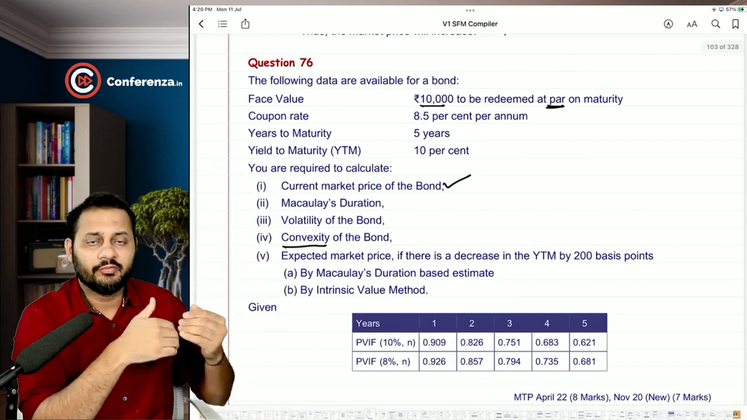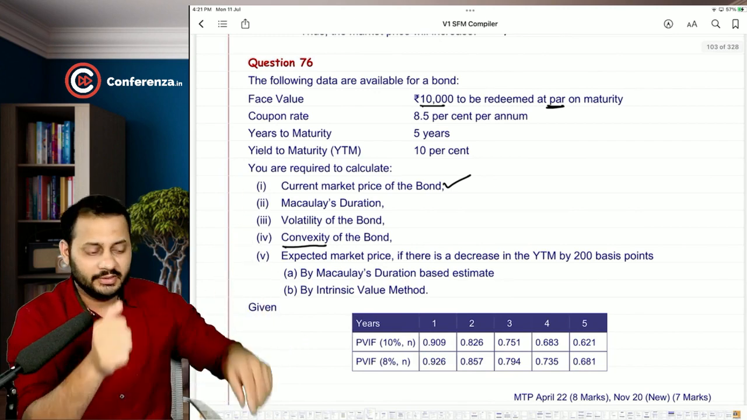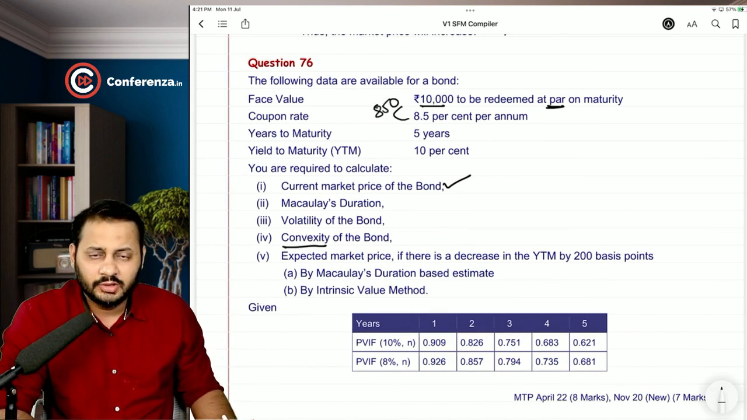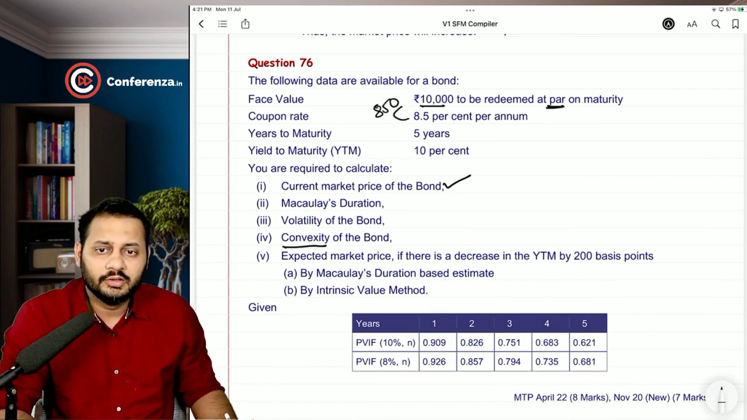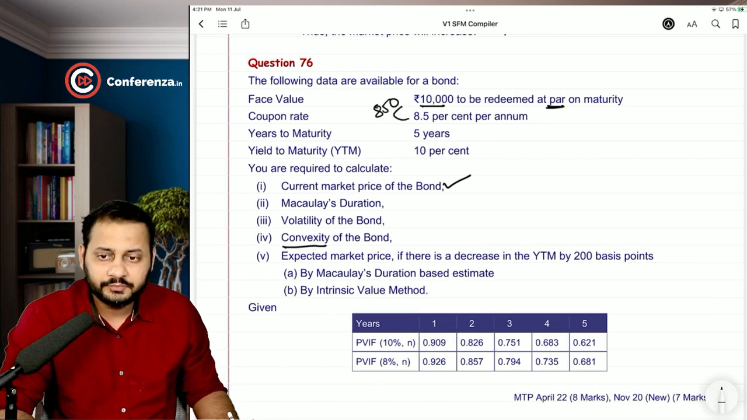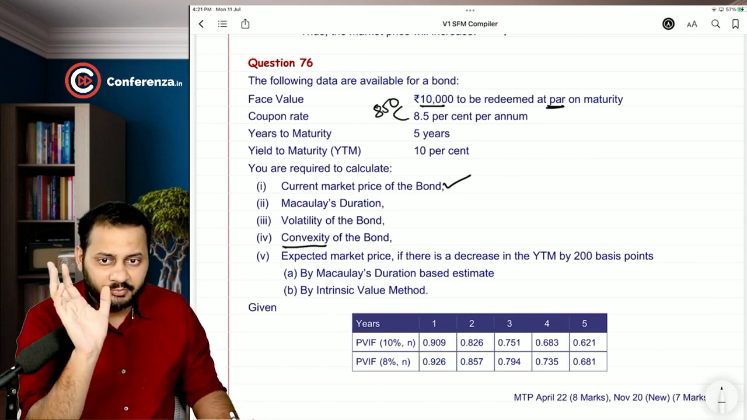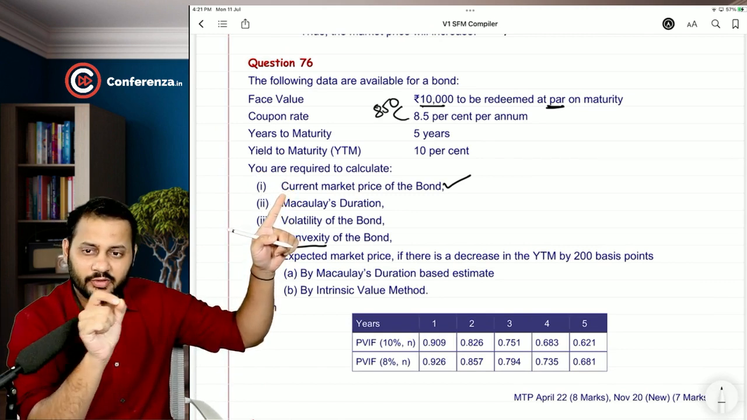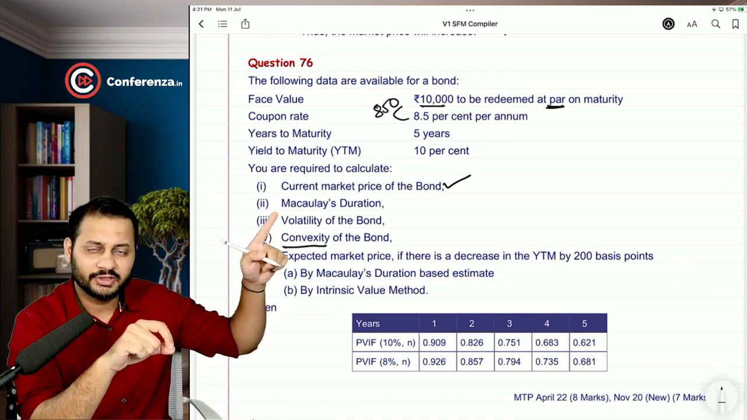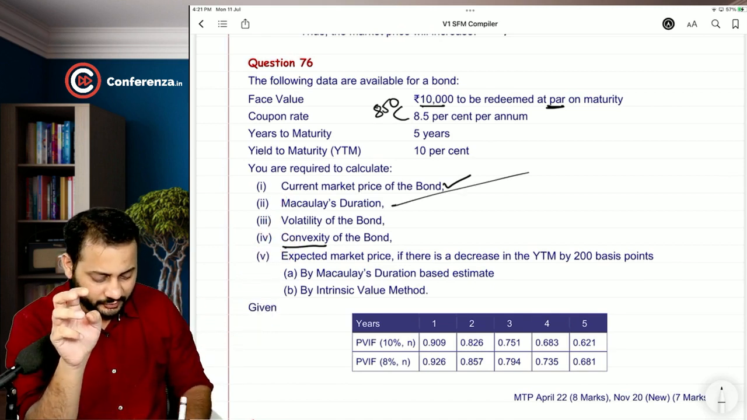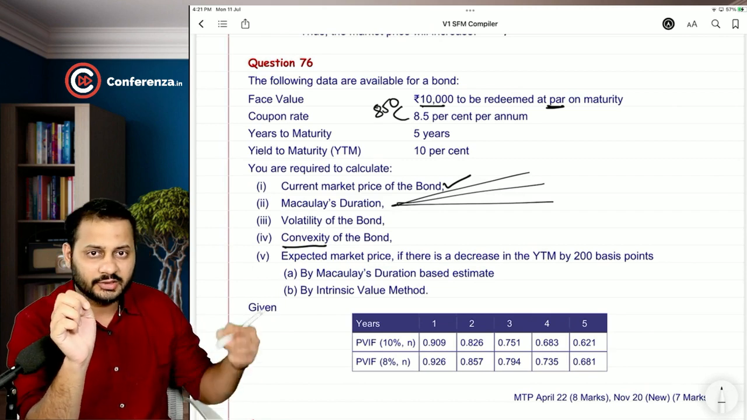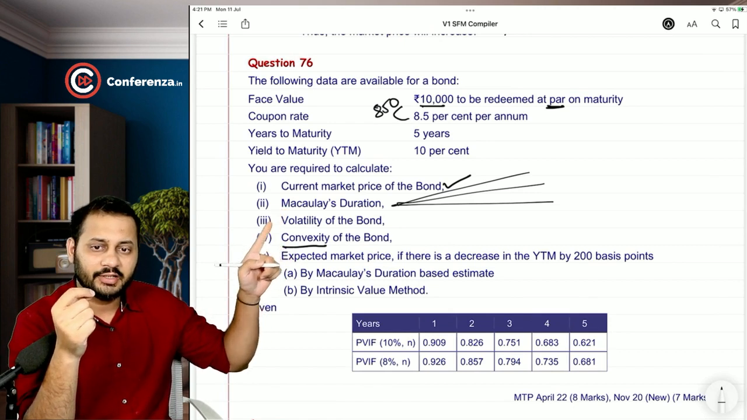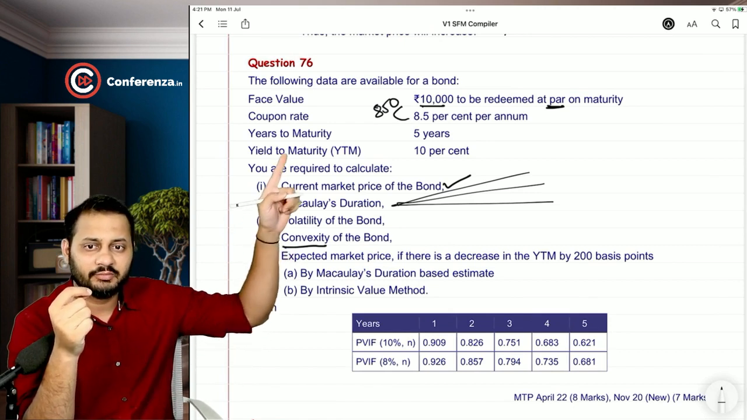Coupon rate 8.5% per annum. That means 850 rupees will be your coupon amount. Then years to maturity 5 years. Yield to maturity 10%. You are required to calculate the current market price of the bond. You can calculate that: interest into present value annuity factor plus redemption value into present value factor. Macaulay's duration also, there are 3 different methods of Macaulay's duration if you remember the 3 formulas. Okay, the last one was a little longer. Volatility is very simple: duration divided by 1 plus YTM, that is 1.10.